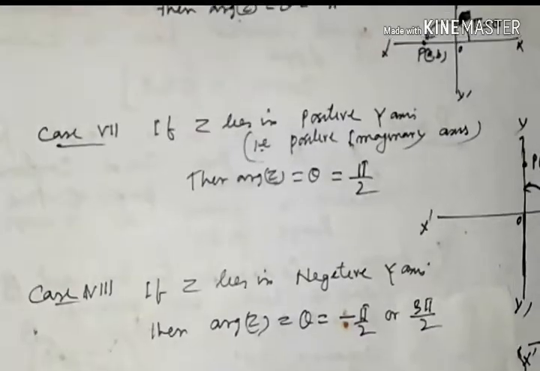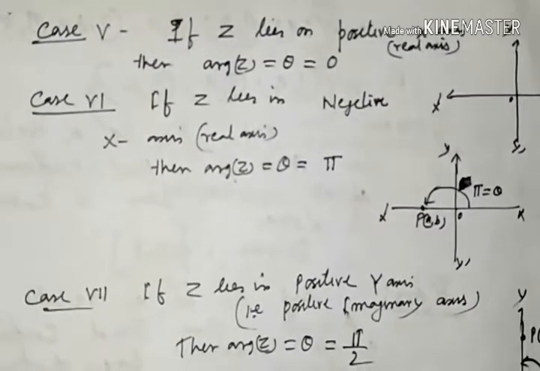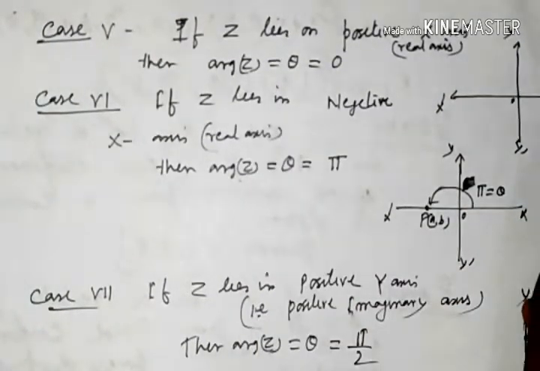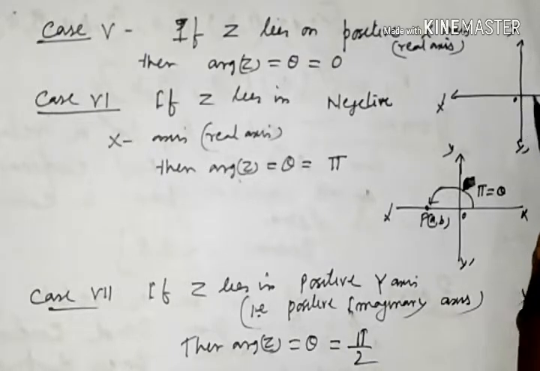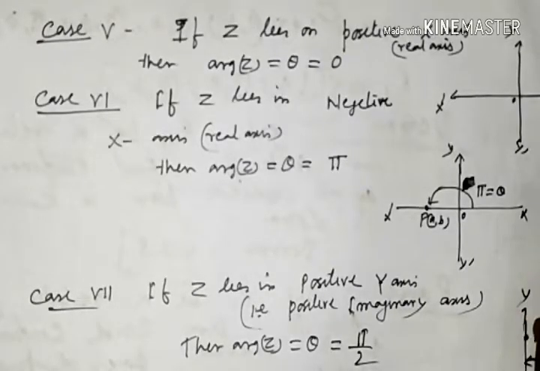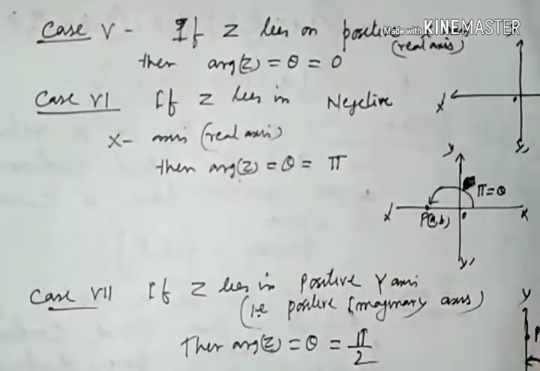Now case 5: if z lies on the positive x-axis, then the angle between OP and OX is 0. Therefore, arg z, theta, is equal to 0 here. If the point lies on the positive x-axis, the imaginary part of the complex number is 0.